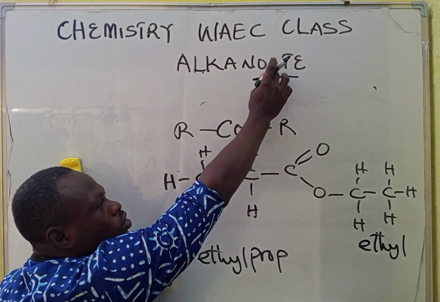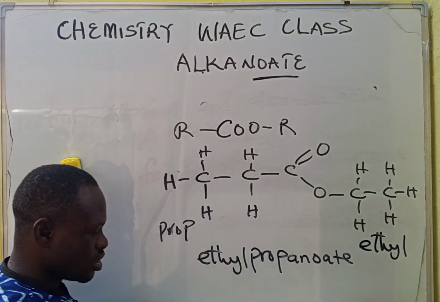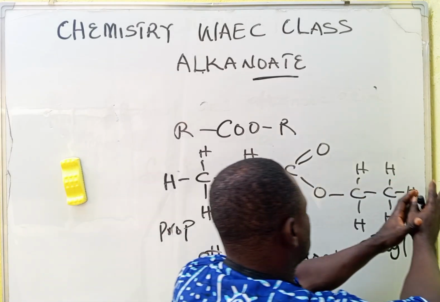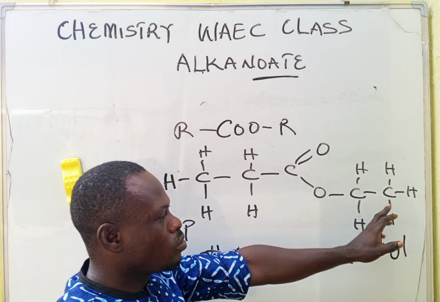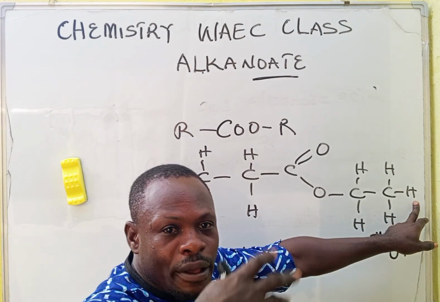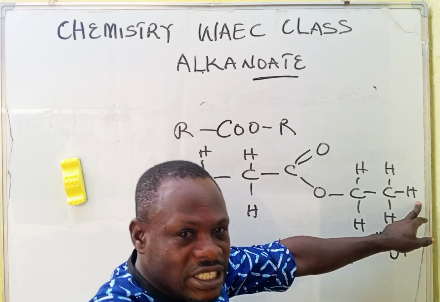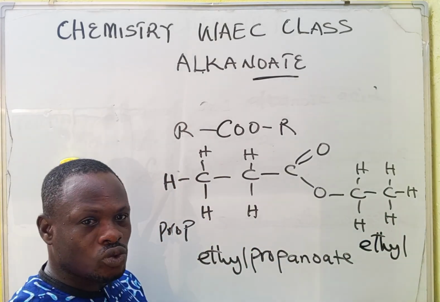The functional group is what? Propanoate. Ethyl propanoate. That is how it's called. You call this one first, then you come back to the other. Ethyl, because there are only two carbon atoms. If it is three carbon atoms, you call it what? Propyl. If it is four, you call it what? Butyl. If it is five, you call it what? Pentyl. Is that understood?